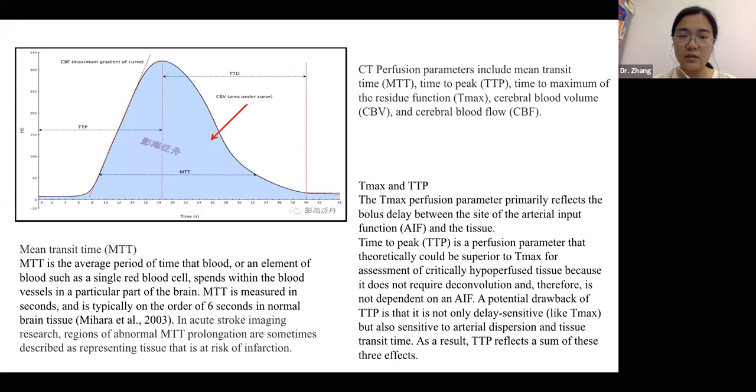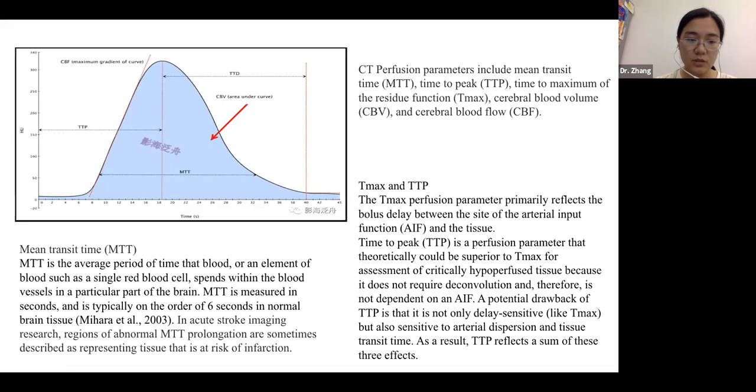So let's first look at the perfusion parameters in CT perfusion. It mostly includes 5 parameters: mean transit time, time to peak, and time to maximum of the residue function, cerebral blood volume, and cerebral blood flow. Among these 5 parameters, there are 3 that are very useful, and they reflect the hemodynamics of cerebral blood flow. They are mean transit time, Tmax, and TTP.